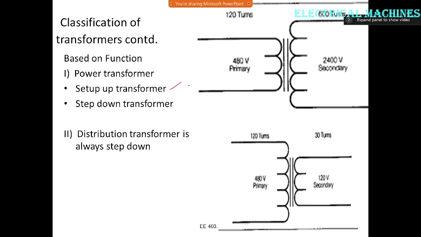In the step up transformer, we have the LV side, low voltage, and the HV side, high voltage. On the LV side there are fewer turns, and on the HV side a high number of turns. In the distribution transformer, high voltage is present at the primary and low voltage at the secondary side. There are a higher number of turns at the input side and fewer turns at the output side. That is the step down transformer.